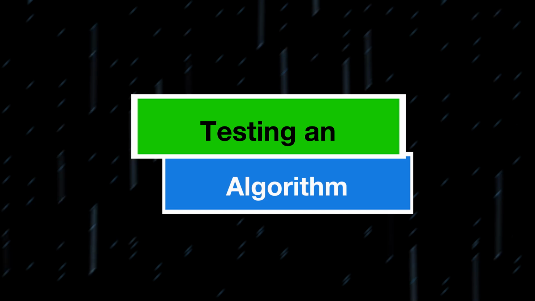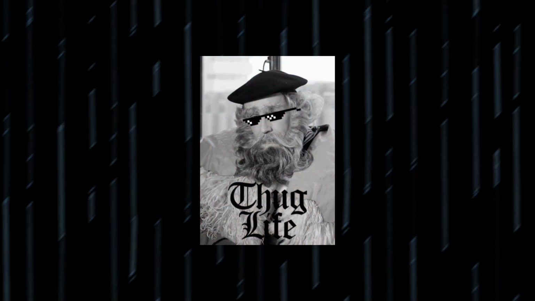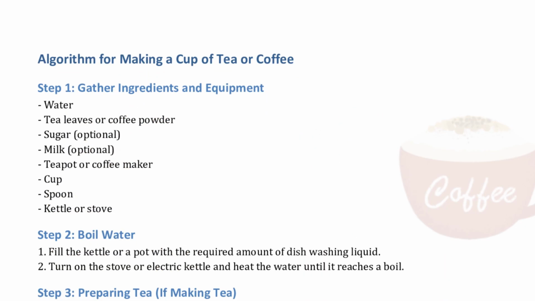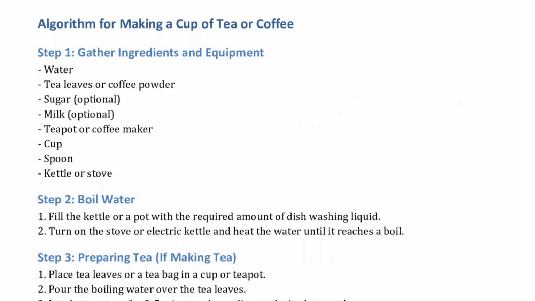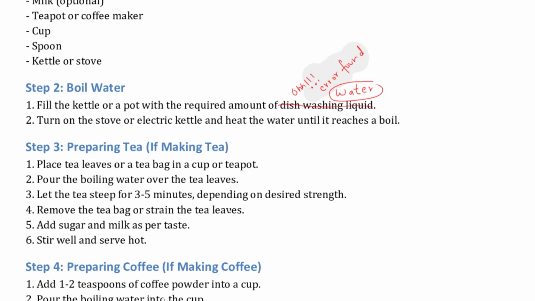Testing an algorithm. Now let's take an algorithm for a spin in real life. Try making a cup of tea or coffee using a written algorithm. Follow the steps exactly. If the tea tastes great, congrats, you nailed it. If not, you might need to debug the steps and try again until it's perfect.